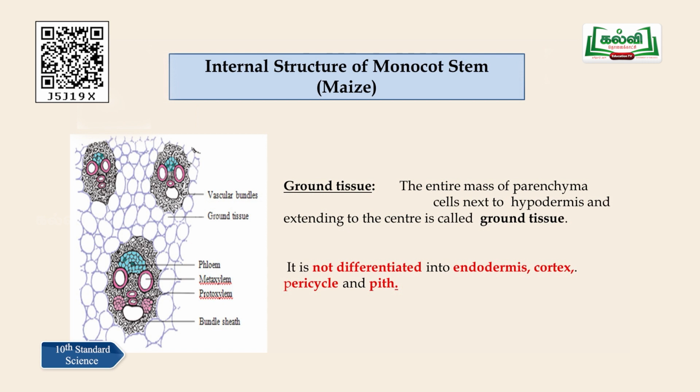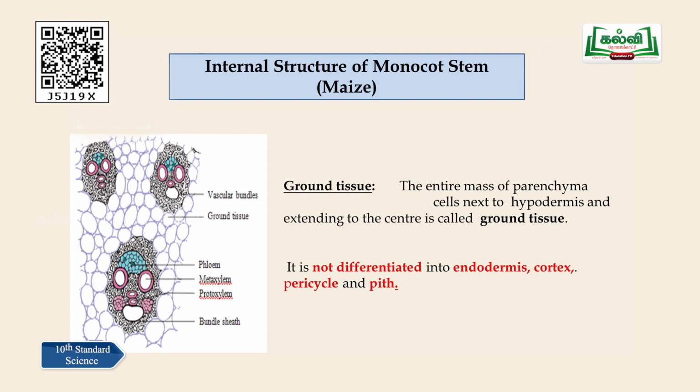The internal structure of monocot stem, the ground tissue is shown here. Here you can see the vascular bundle covered by the vascular sheath, bundle sheath, and the vascular bundle is a closed type. Here we do not find the cambium. The cambium is absent here. The ground tissue is the entire mass of parenchyma cell next to the hypodermis and extending up to the core.